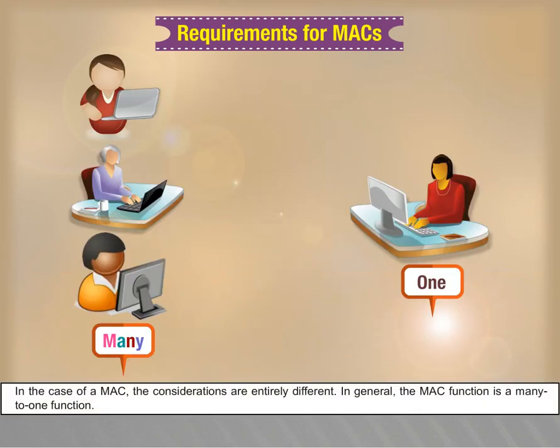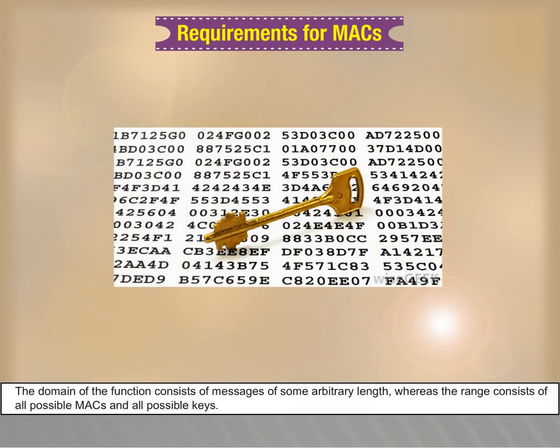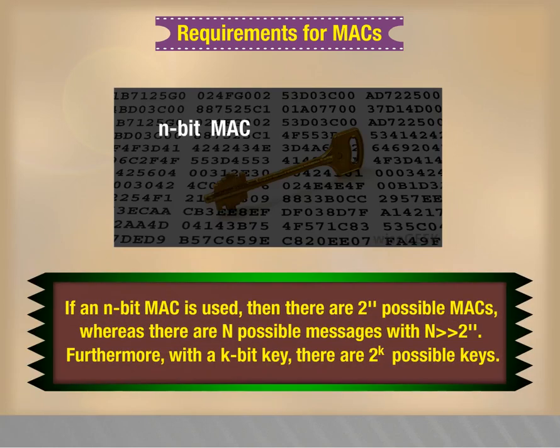In the case of a MAC, the considerations are entirely different. In general, the MAC function is a many-to-one function. The domain of the function consists of messages of some arbitrary length, whereas the range consists of all possible MACs and all possible keys. If an n-bit MAC is used, then there are 2^n possible MACs, whereas there are N possible messages with N much greater than 2^n.